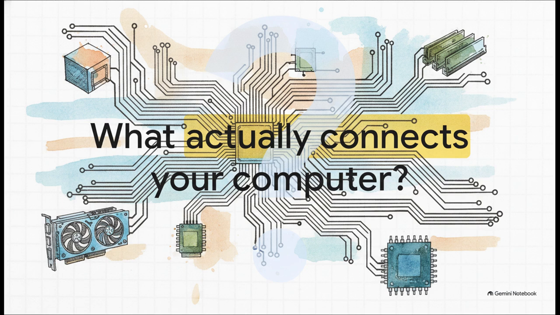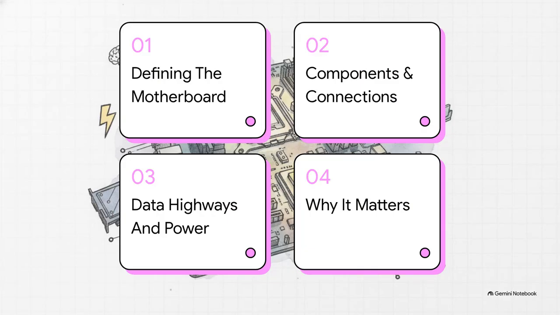So, what actually connects your computer? We all tend to obsess over those massive, flashy graphics cards or blazing fast processors, but honestly, on their own, they're just isolated islands of potential. So how does this chaotic, crazy assortment of silicon, copper, and tiny capacitors actually function together as one unified, high-performance machine?